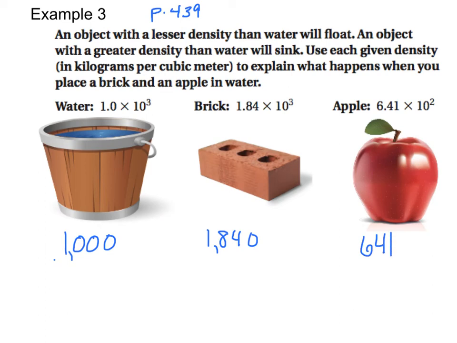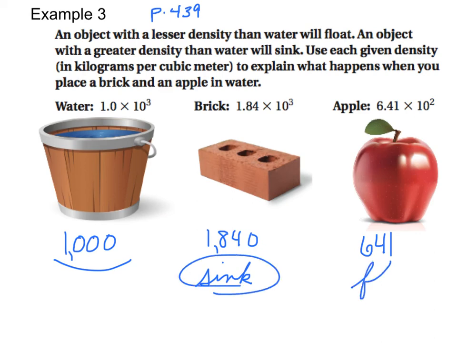Well, the water is 1,000. That means which ones are going to sink and which ones are going to float? Well, the brick will sink since it's greater than 1,000. And the apple will float since it is less dense than water. So because the apple is less dense than water, it will float. The brick is denser than water, therefore it will sink.